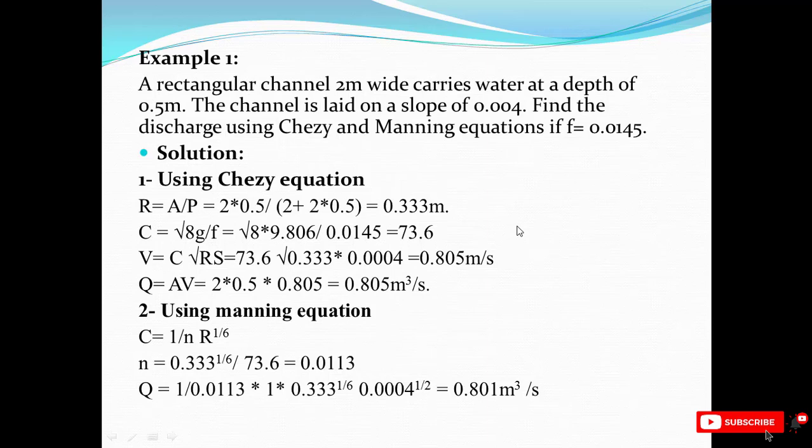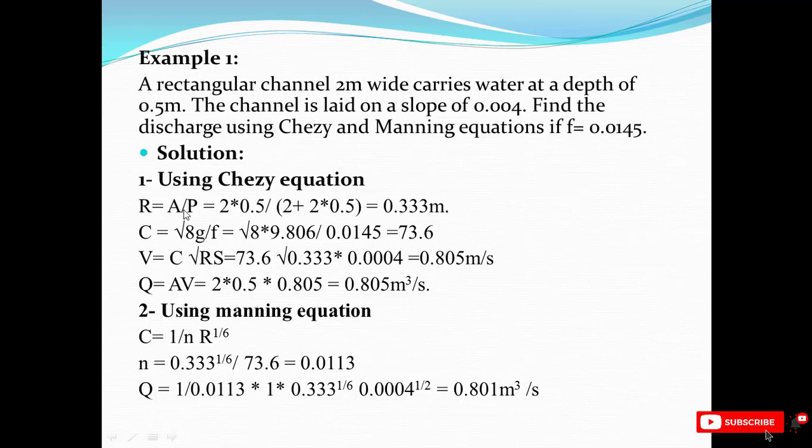Example 1: a rectangular channel 2 meters wide carries water at a depth of 0.5 meter. The channel is laid on a slope of 0.004. Find the discharge using the Manning and Chezy equations. f is given. We said that if f is given, we can find n and C. S naught, the longitudinal slope, is given. Depth of flow is given. B is given. So in the Chezy equation, V equals C root of RS. We have S, so we just need to find C and R.